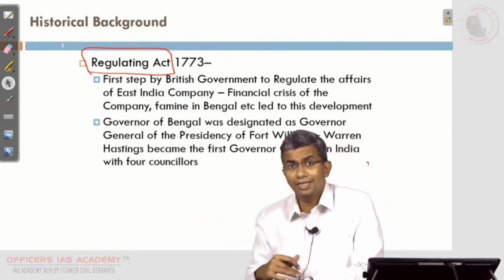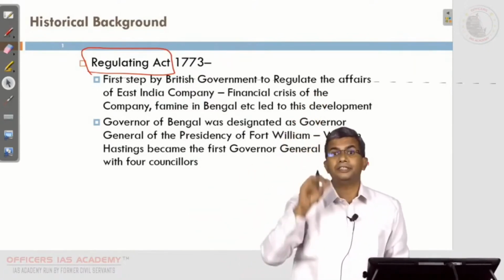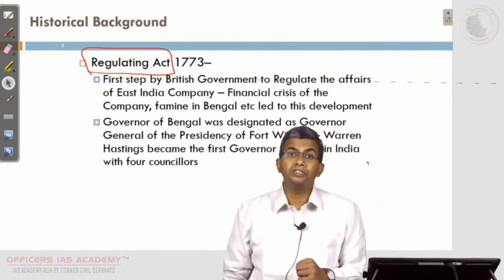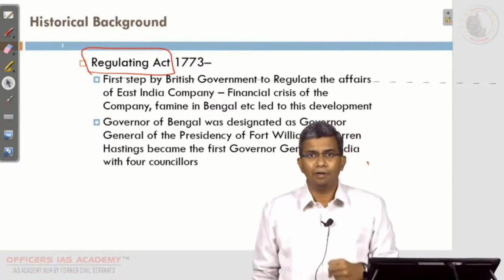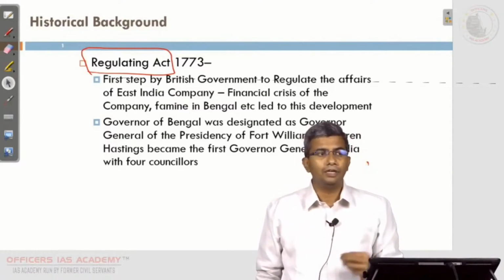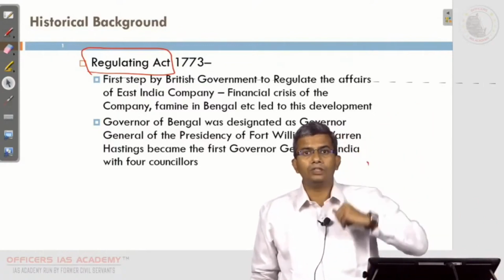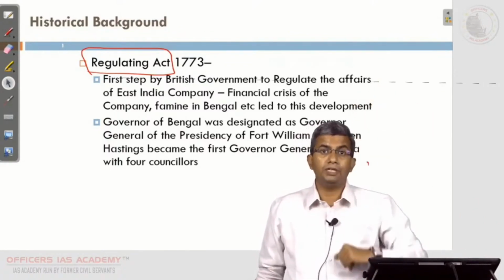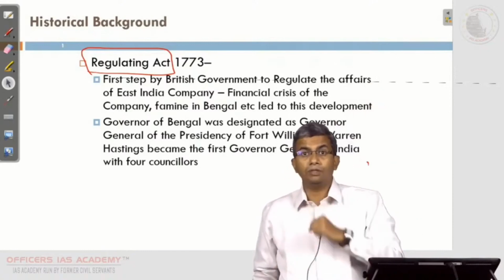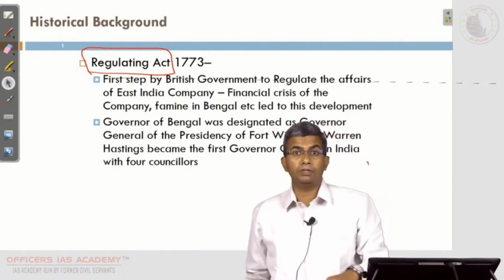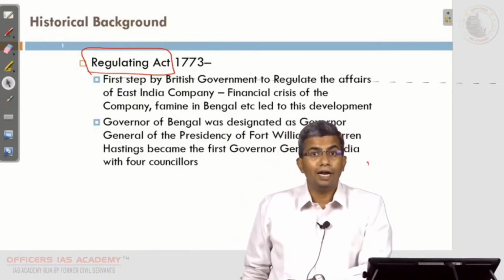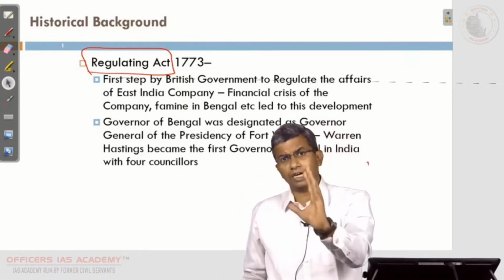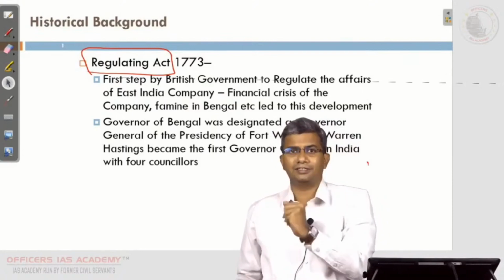But apart from this, there were also princely states. What do you mean by princely states? These were small kingdoms. Mysore was a princely state. Travancore, parts of Kerala, was a princely state. Baroda was a princely state. Jammu and Kashmir was a princely state. Hyderabad was a princely state. Lucknow was a princely state. Gwalior was a princely state. So in various parts of the country, there were princely states.